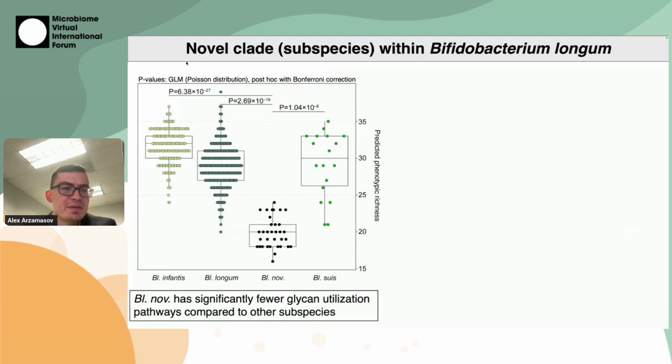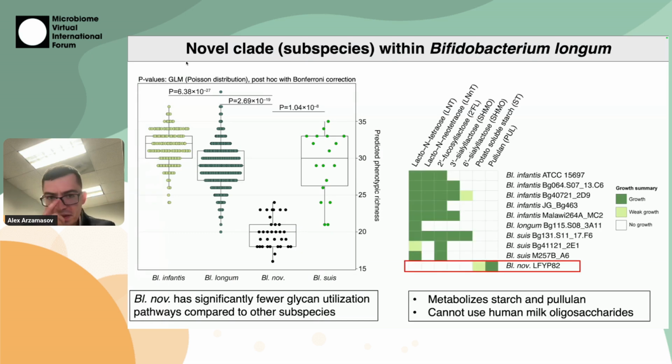But when we looked at the representation of these reconstructed carbohydrate utilization phenotypes, we found out that this clade, which we call BL-NOV, has significantly lower number of reconstructed pathways. And specifically, it seems that this clade has lost a lot of pathways involved in host glycan utilization, in this case, human milk oligosaccharides, but instead it gained the ability to metabolize certain plant polysaccharides, such as soluble starch and pullulan. And again, we validated these predictions using in vitro growth experiments. And overall, this tells us this novel clade within Bifidobacterium longum, potentially subspecies, likely has a distinct ecological niche compared to subspecies longum or subspecies infantis.